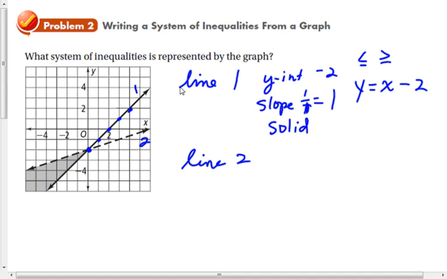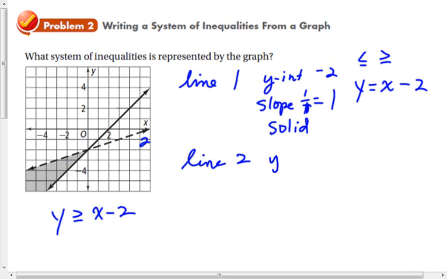And it looks like we're shaded above this. So if this area was continuing, it would be all of this over here. So it's above the line. And we found out earlier that when it's above the line and it's written in slope-intercept form, that means greater than or equal to. So that line is y is greater than or equal to x minus 2, or that shaded area. Now line 2 is a dotted line.